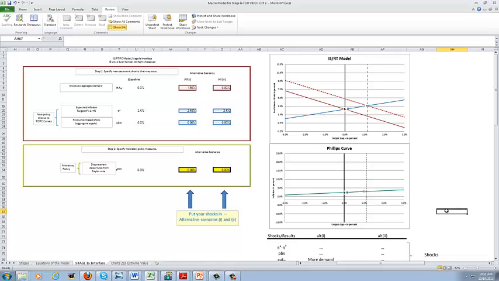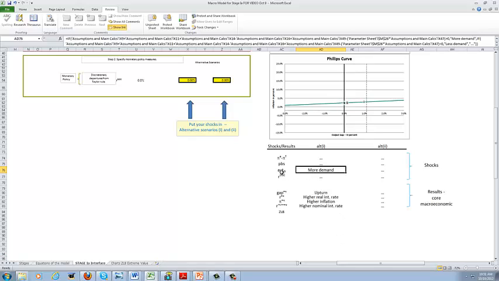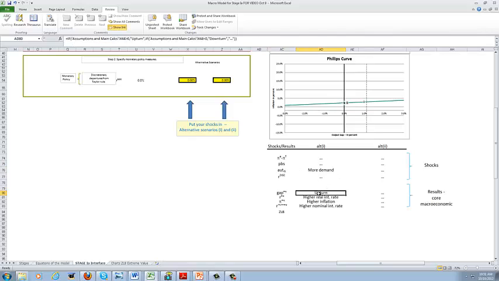Okay. Now I want to mention that in addition to the graphical representation, we also have this. We can also think of these things in just plain English language here. So this shock here was more demand on the IS curve, and that was reflected in an upturn of aggregate output, an upturn of the output gap, a higher real interest rate, also a higher nominal interest rate, and also higher inflation according to the Phillips curve.